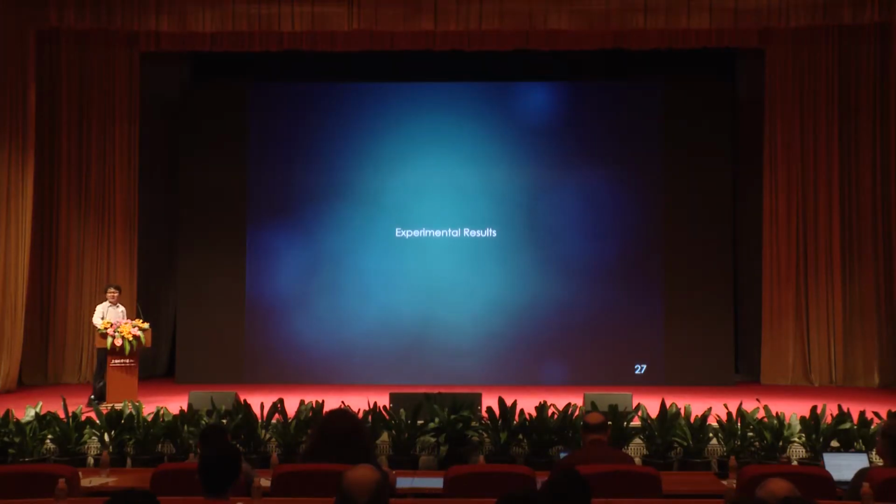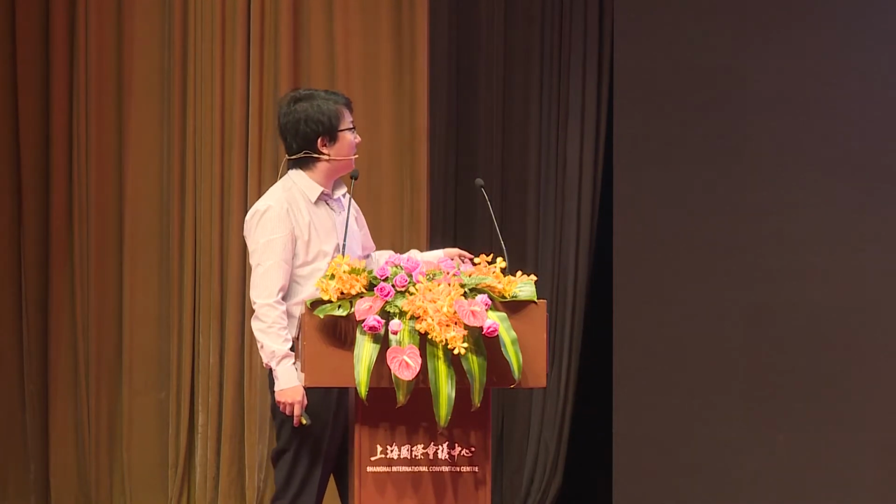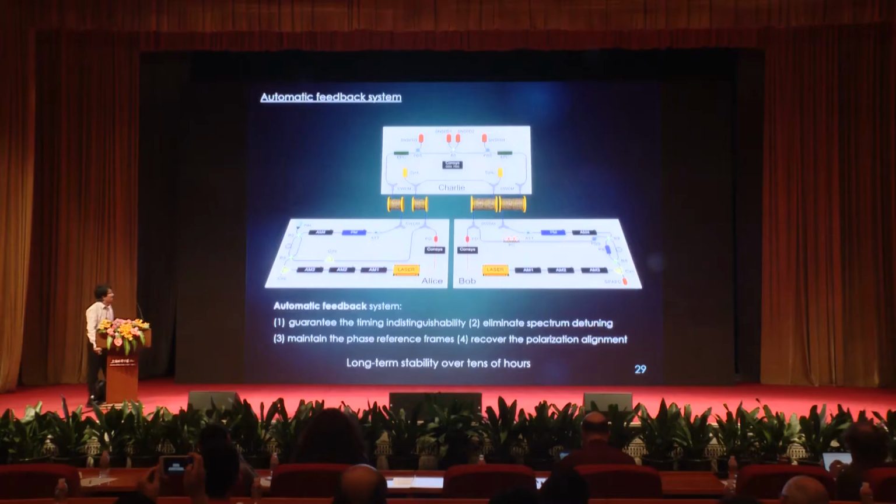Now, let us introduce an experimental result performed at USTC. So this experiment is based upon a time-bin phase encoding system. It ensures an HOM interference visibility of up to 46% and an amplitude modulator extinction ratio of more than 23 dB. Here is also the information of the system clock rate, the detector efficiency, and also the detector dark count rate. Now, importantly, in addition to maintaining a balanced receiving intensity by modulating the intensities according to the channel asymmetry, more aspects have to be considered to ensure the indistinguishability of the arriving signals.